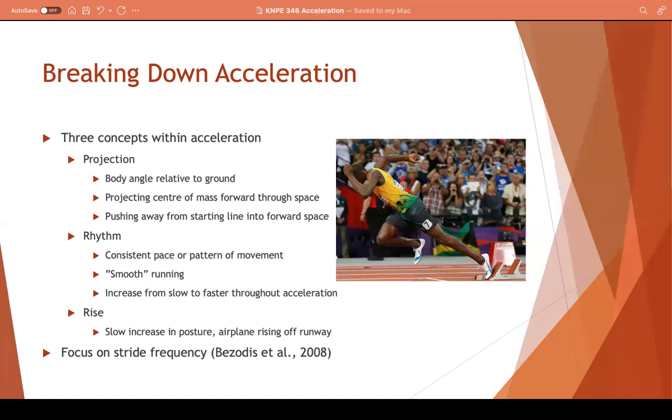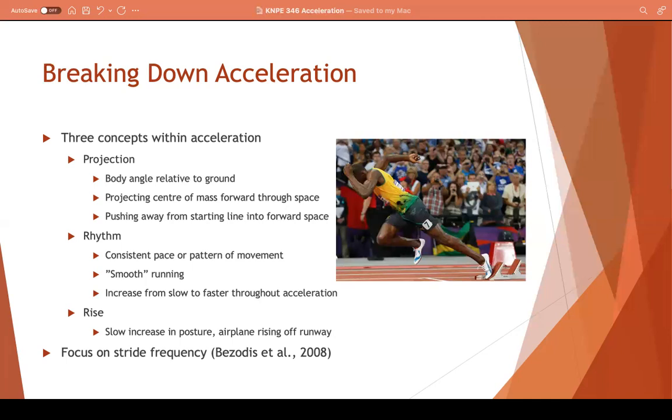Moving on to rhythm. Rhythm quite simply refers to the sprinter's rhythm, that is, the pace or pattern of their movement. We are looking for smooth running, a steady rhythm rather than short, choppy, inconsistent strides. The pace of the strides should increase throughout the acceleration into the max velocity portion, similar to a steam engine train taking off from the station, which as the train gains speed will make a steadily increasing chugging sound.